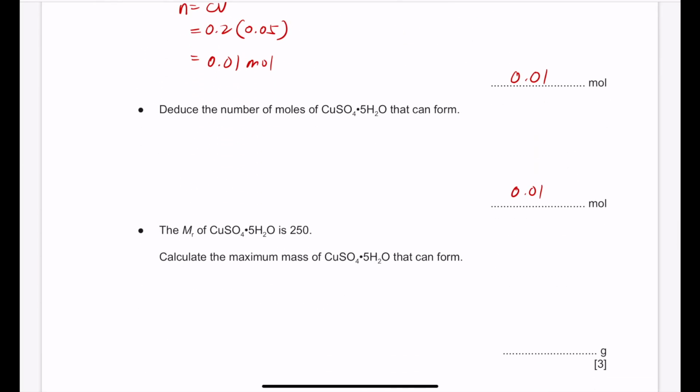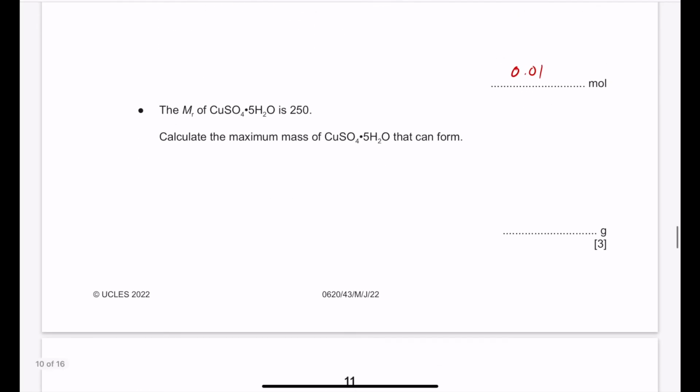Next one, you are given the Mr, the molar mass, 250. So what's the maximum mass? When they ask for maximum mass, it means they're asking for the m. So 0.01 equals m divided by the Mr 250. So eventually m equals 2.5 grams. Alright, so this is how you solve this calculation.